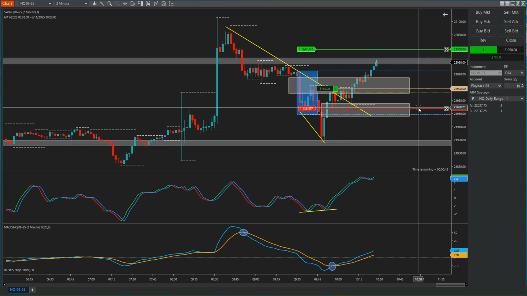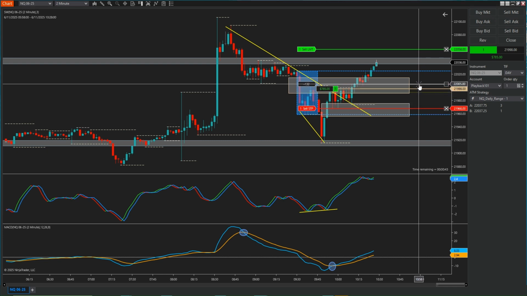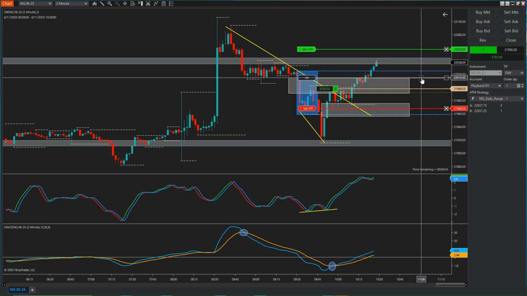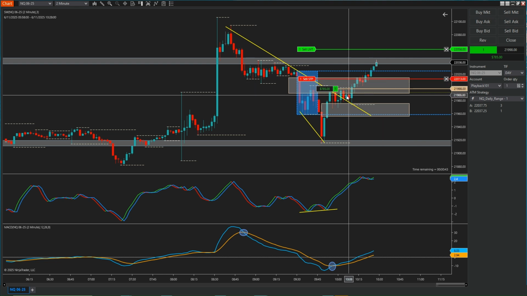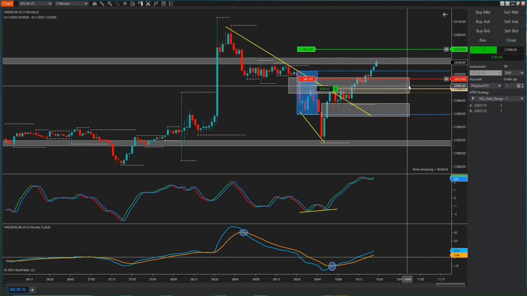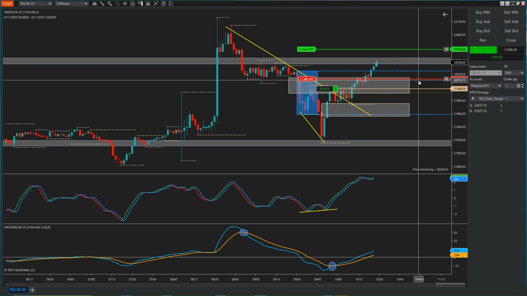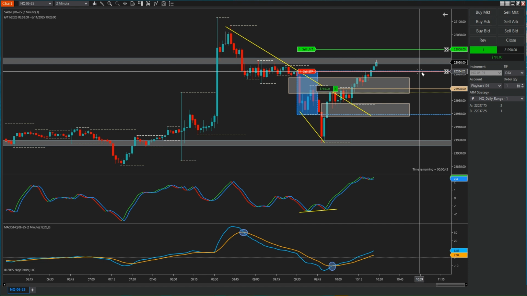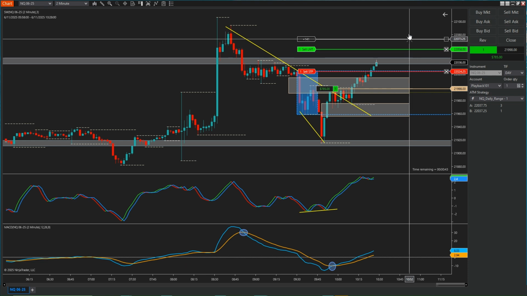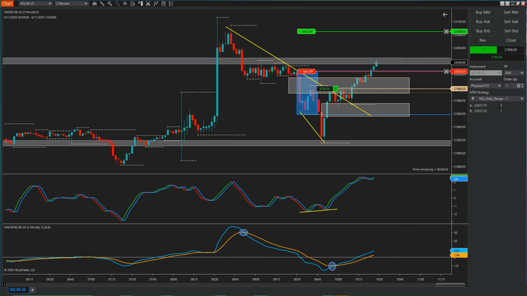And I believe right around here is where I started to trail my order, because I'm up 785 now. I didn't want the market to hit this ceiling and reverse, and I get nothing. So I believe I put my stop right there and just follow the market. The plan was to move my take profit and just kind of trail it for as long as I could.